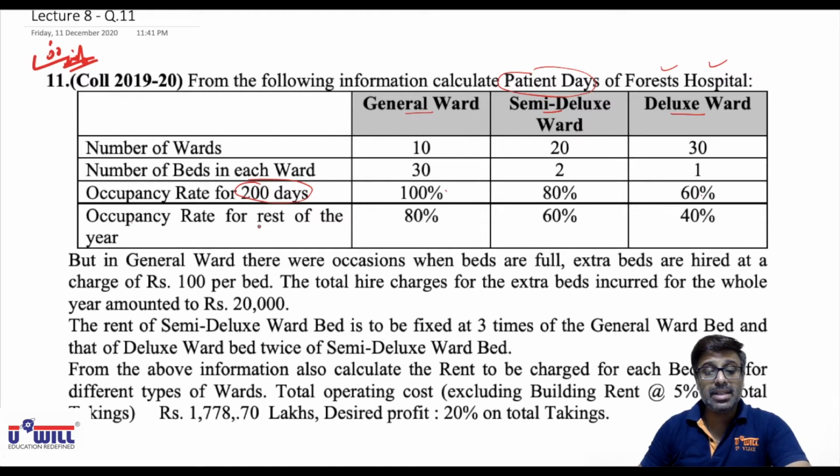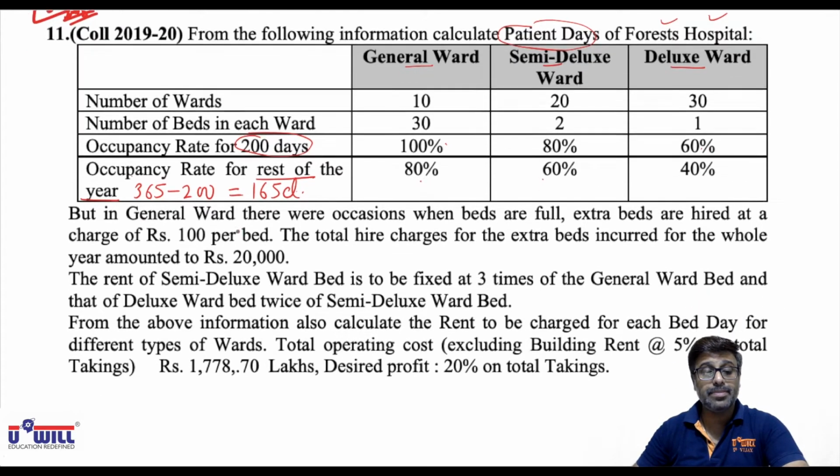And occupancy rate for the rest of the year. Now it is not given in the question, assume 360 days in a year. So we will take 365 days only. Minus this 200 means 165 days. Rest of the year would be 365 minus 200, 165 days. The occupancy is 80%, 60% and 40%.